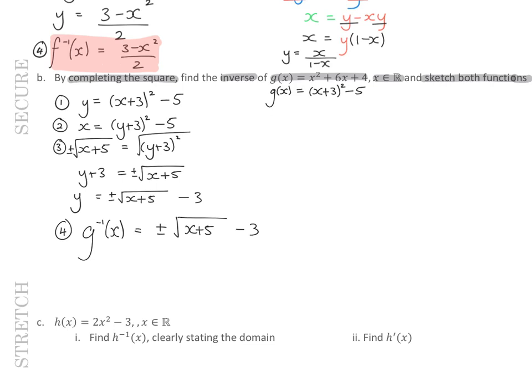And now what we're asked to do is sketch both functions. So over here, I'm going to start with sketching my g of x. Now, this is revising and recapping sketching functions, and this gives us the turning point. So the turning point is minus 3, minus 5. So minus 3, minus 5 is down here. So that function looks like this.